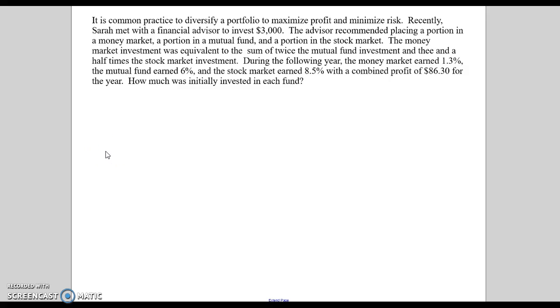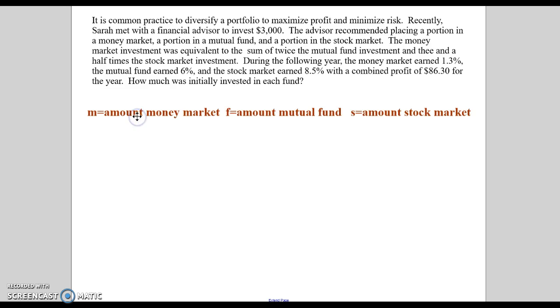So here we have a problem where a person is being told how to invest, and they're being recommended to do it in 3 different areas, which means we're going to have 3 different variables occurring in this problem. We're going to have the money market, the mutual fund, and the stock market. So that's the first place to start. I'm going to say that M is my money market amount, F is my mutual fund amount, and S is going to be my stock market amount.